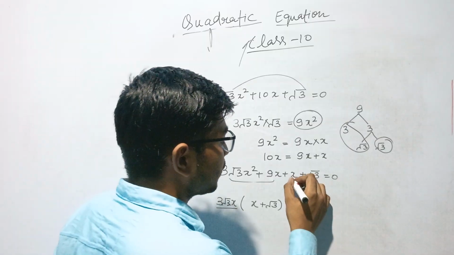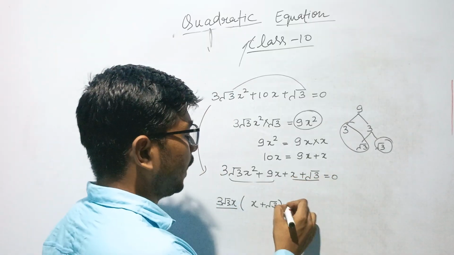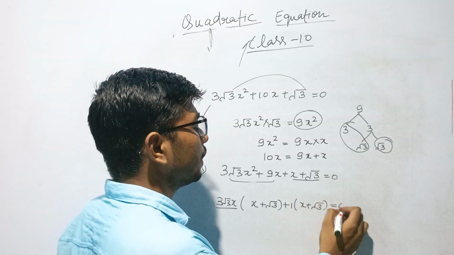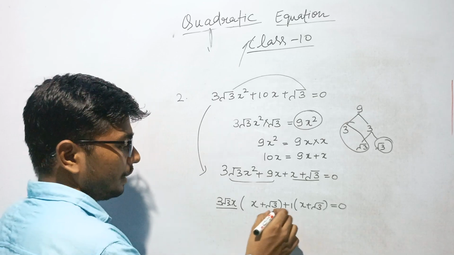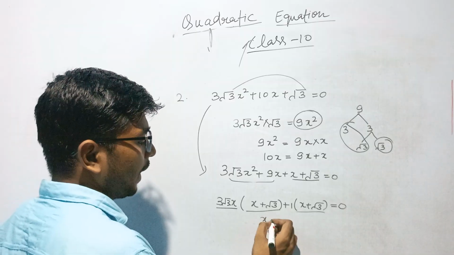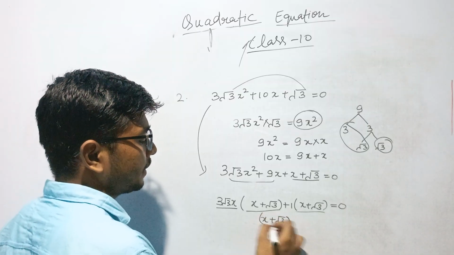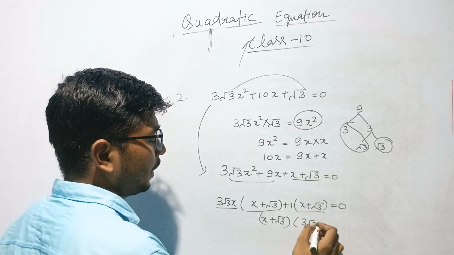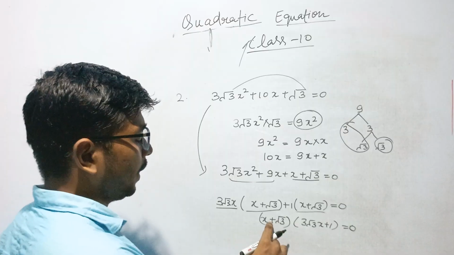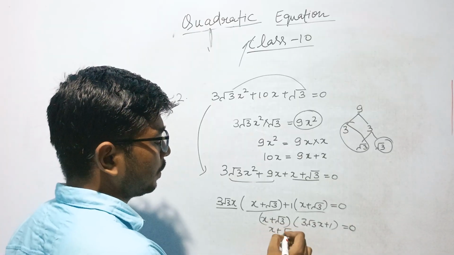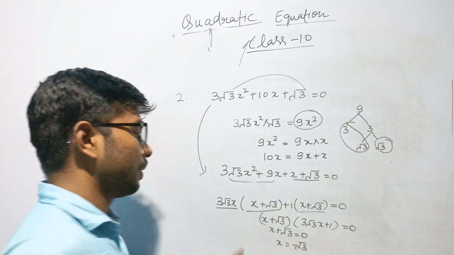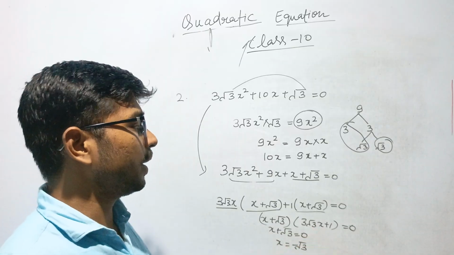Now see, in x + √3 nothing is common, so we will write only + 1, (x + √3) = 0. See, in both terms this part x + √3 is common, so we will write it in a single bracket, and in the second bracket we will write 3√3 x + 1 = 0. Okay, so from here we can find x + √3 = 0, so x = -√3.